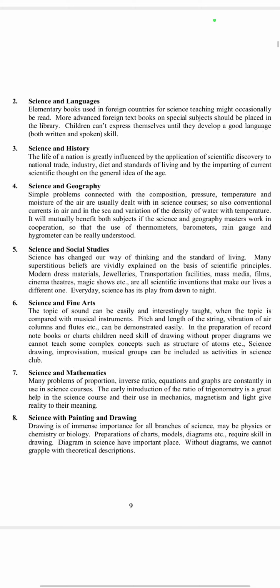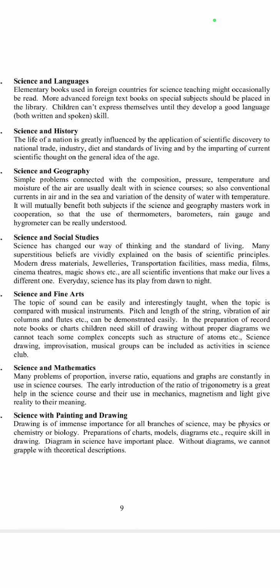Next, we have science and geography. Science and geography, very simple. What is the connection between the two? They both teach us or discuss the composition, pressure, temperature, and moisture of the air. Not only geography but also science. In the field of science, you can encounter words or terminologies like pressure, temperature, or even moisture. So that is the reason why there is a relationship between science and geography.